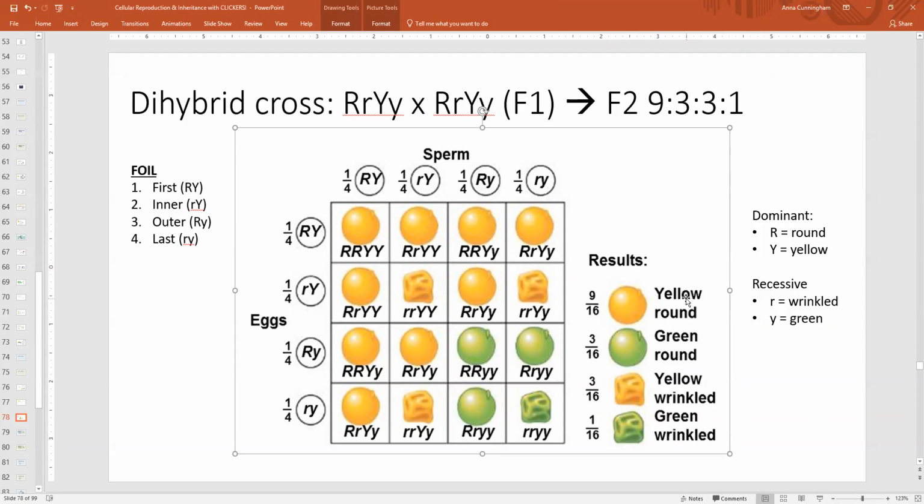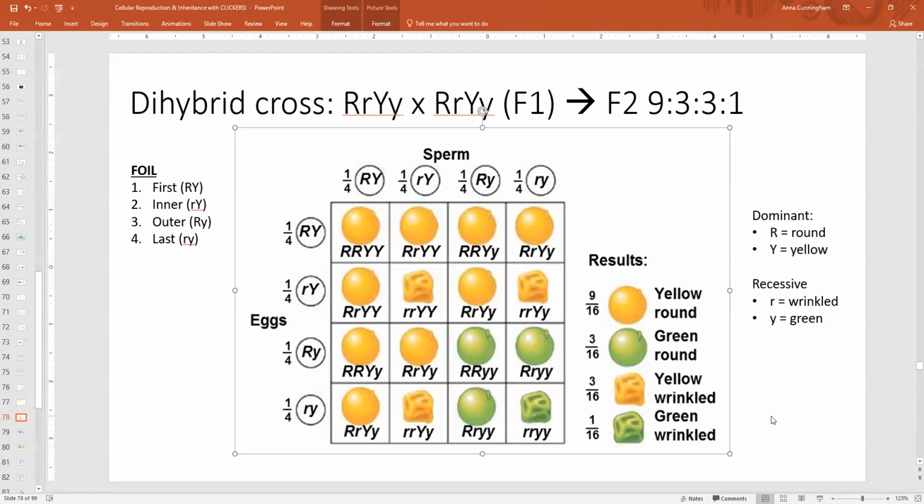We can have the dominant color expressed, which is yellow, as well as the dominant texture, which is round. We could have the dominant texture, round, with the recessive color, so that'd be round and green. We can have the dominant color, which is yellow, with the recessive texture, which is wrinkled. Or we could have both recessive alleles, recessive color, green, recessive texture, wrinkled. So those would be our four phenotypic possibilities.